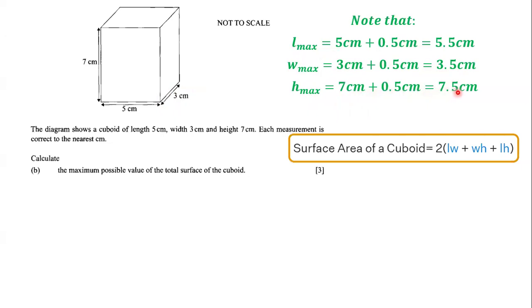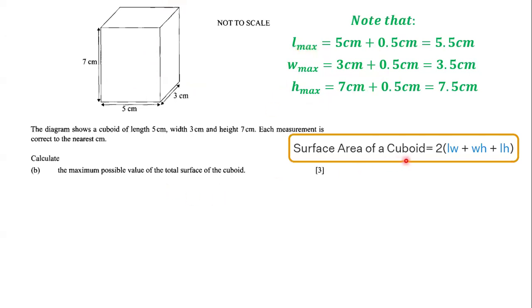So now to find the highest possible value that we could use for the length, width, and height, we had to, in each case, add 0.5 to each of the values that we are given. In order to find the L min, or the lowest length we could use, the lowest width we could use, the lowest height we could use, we had to subtract by 0.5. So you either could subtract by 0.5 or you're going to add by 0.5. But it depends on whether you're trying to find the L max or the L min, right?